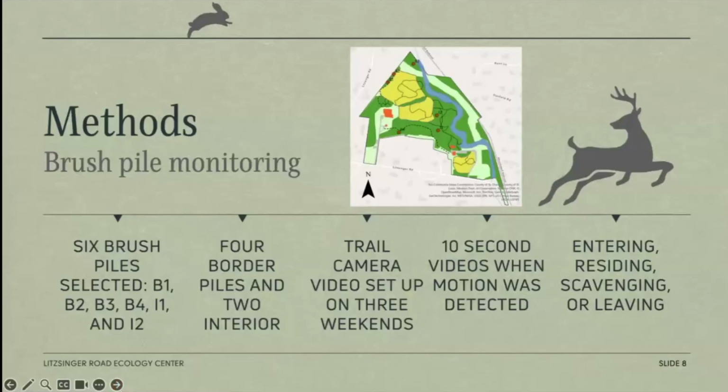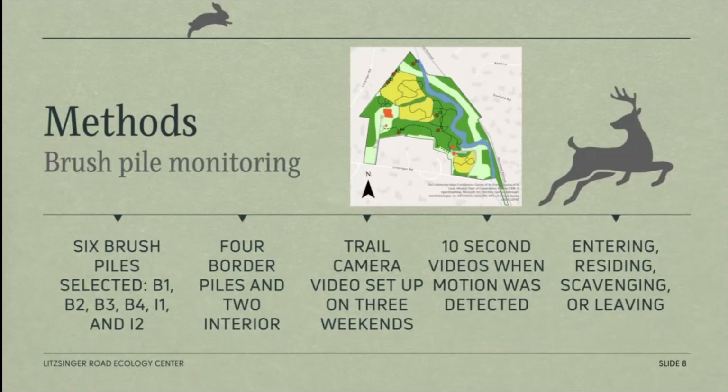And so these are my methods that I used. And this is my brush pile monitoring. This is what I calculated species richness with. And so 6 brush piles were selected, B1 through 4 and I1 through 2. You can kind of see my 6 brush piles that are on this site. So these red dots are B1 through 4, and then more interior to the site is I1 and 2. And B means border, so this is within 75 feet of the property border, and the I brush piles are interior, so further than 75 feet from the property border.